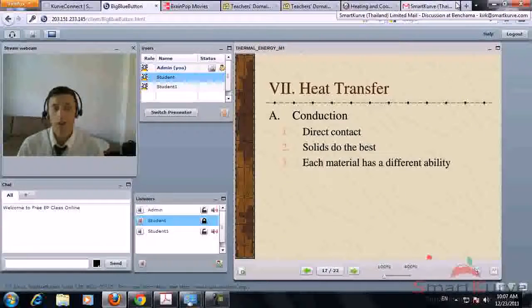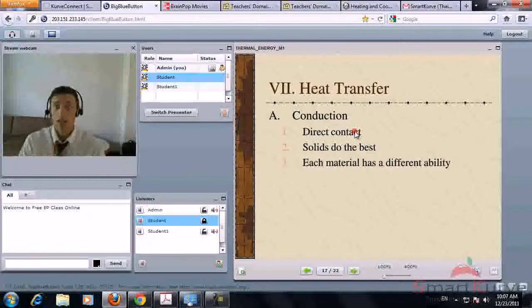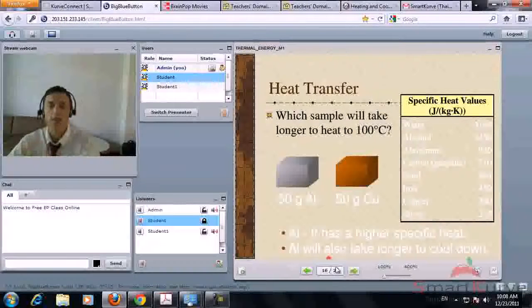Heat transfer. We saw this earlier with the pot of water. Conduction, that's direct contact. Contact means touching. Just like your hand, so when your hand is touching that hot pot, your hand feels hot. That's transfer by conduction. Solids do it best. Each material has a different ability. That's the specific heat.